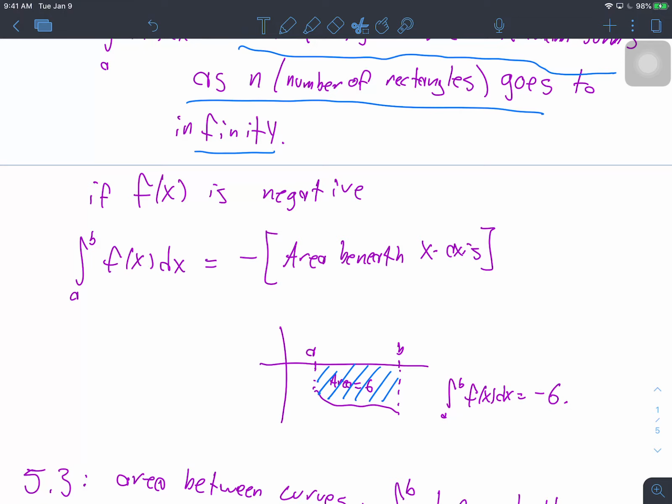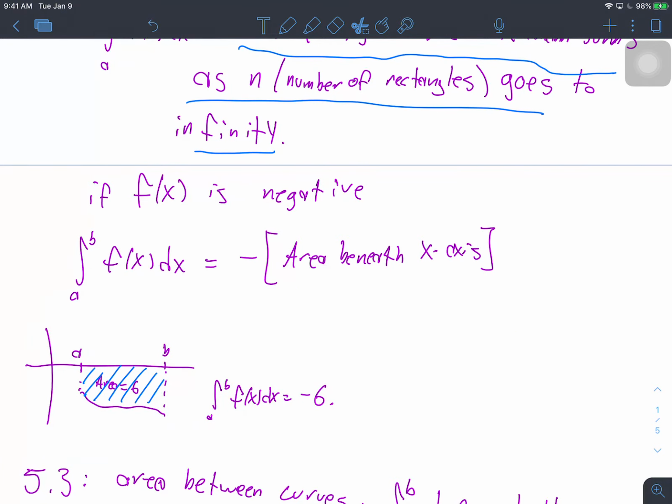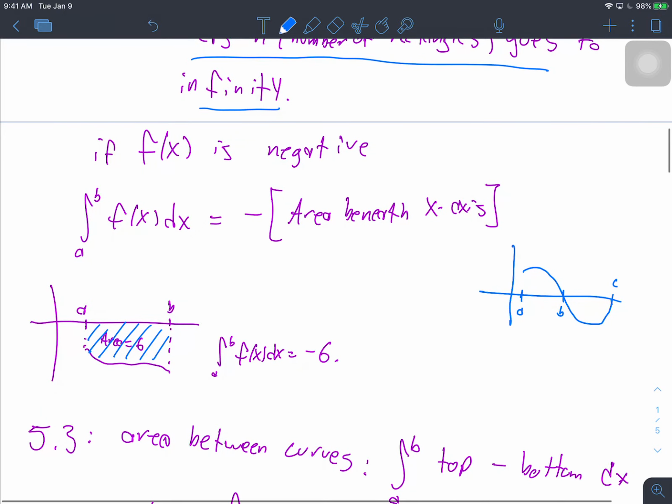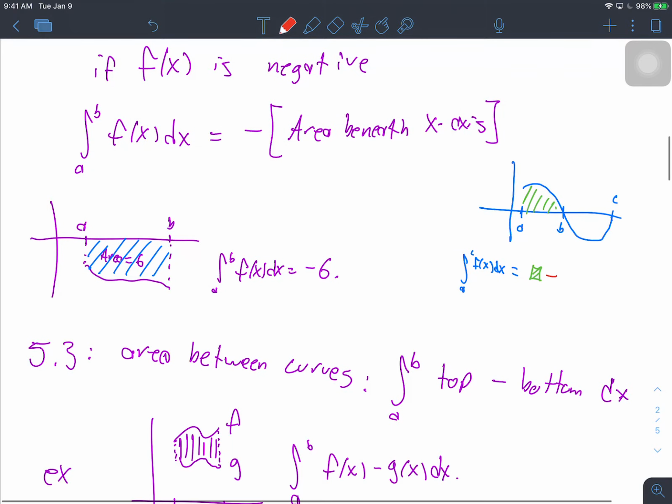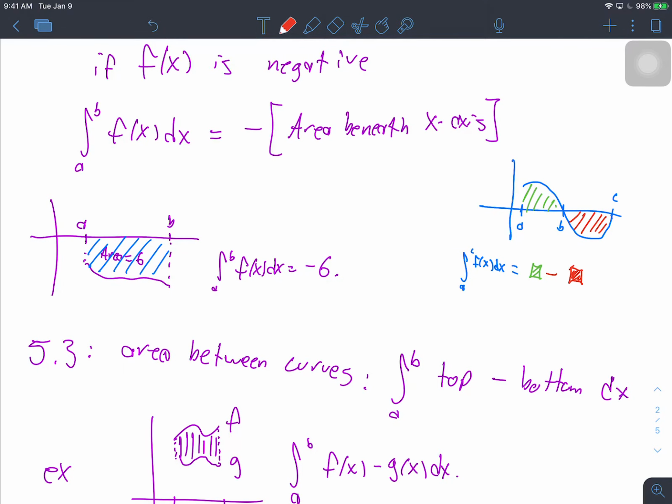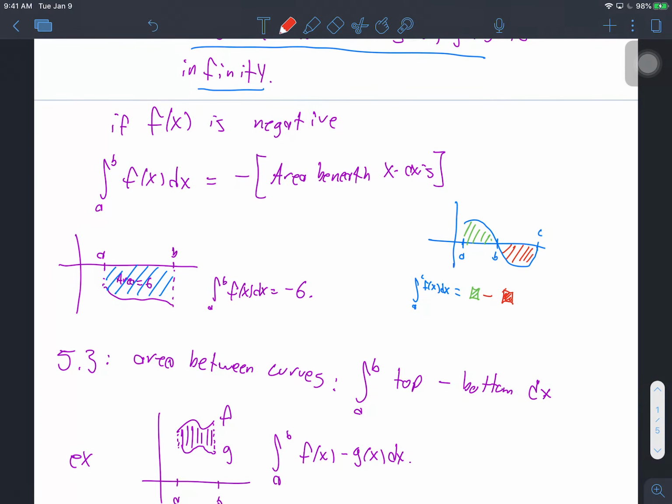So another thing that I'd like to point out here is that if we have a function which is sometimes positive and sometimes negative, say we have some function which looks like this, then if this is a and this is b and this is c, then the integral from a to c of f of x dx is going to be equal to the area which we have trapped above the x-axis, and we're going to subtract from that the area which we have trapped beneath the x-axis. Okay, so that's how we're going to find that.